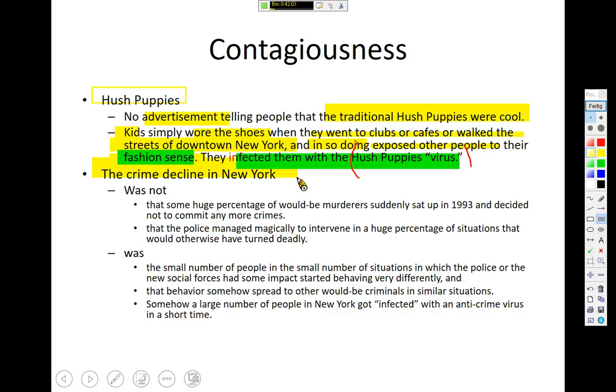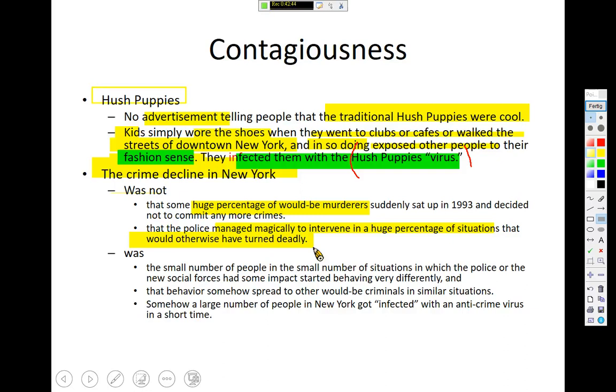And let's look at the crime rate, the crime decline in New York. The crime decline in New York was not because some huge percentage of would-be murderers suddenly woke up in 1993 and decided not to commit any more crimes. No, it's not happening in this case, right? And neither did the police magically intervene in a huge percentage of situations that would otherwise have turned deadly. So the two possibilities are not there.